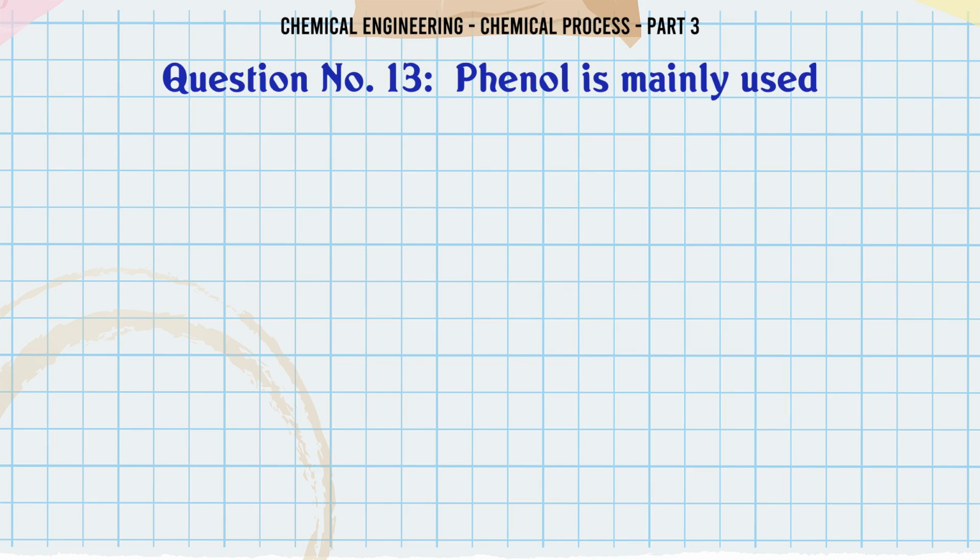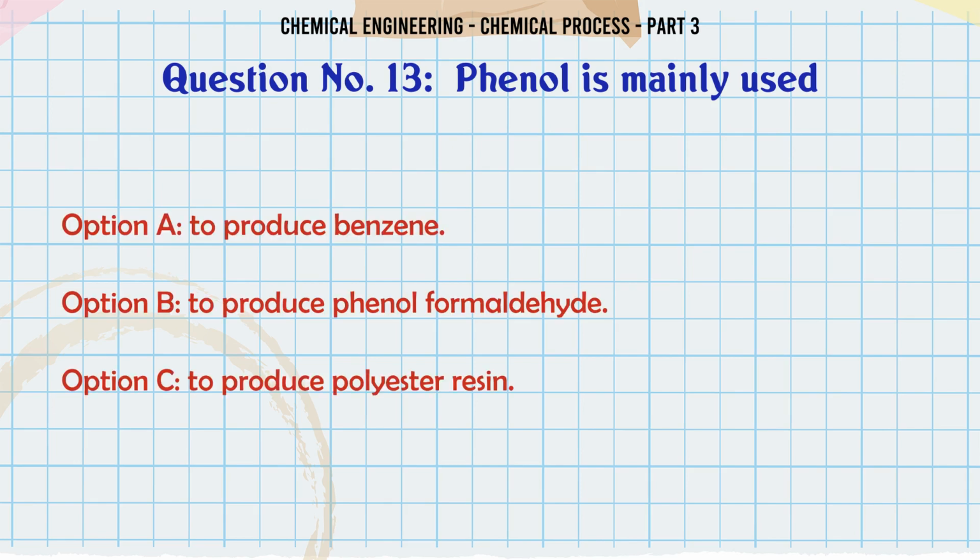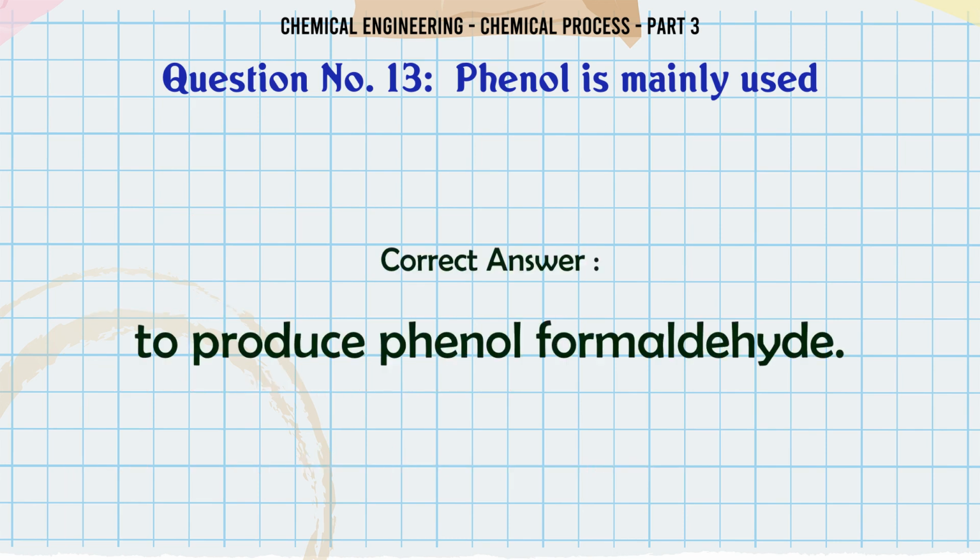Phenol is mainly used: A. to produce benzene, B. to produce phenol formaldehyde, C. to produce polyester resin, D. as a plasticizer for unsaturated polyester. The correct answer is to produce phenol formaldehyde.